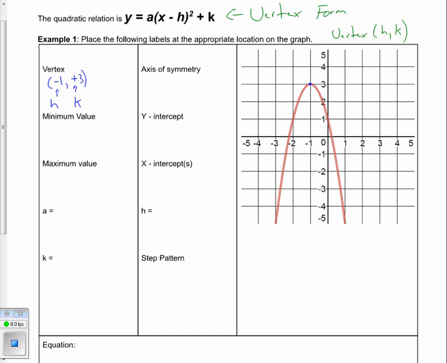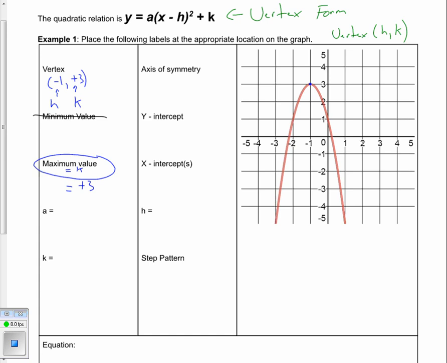Now because this particular parabola opens downward, that means that it's going to have a maximum value. And its maximum value is going to be the k value. So the maximum value happens at k, and so the maximum value is actually +3. If you look at this parabola, there are no points on this parabola that are higher than +3. So there is no minimum value for this particular parabola. Okay, so we can cross out the minimum value.